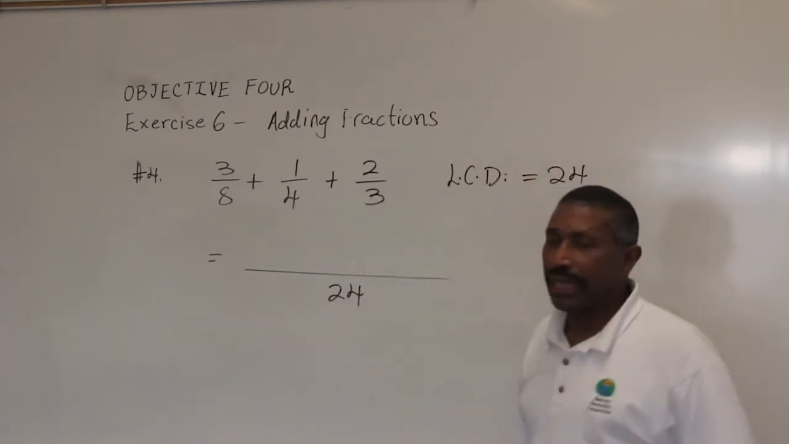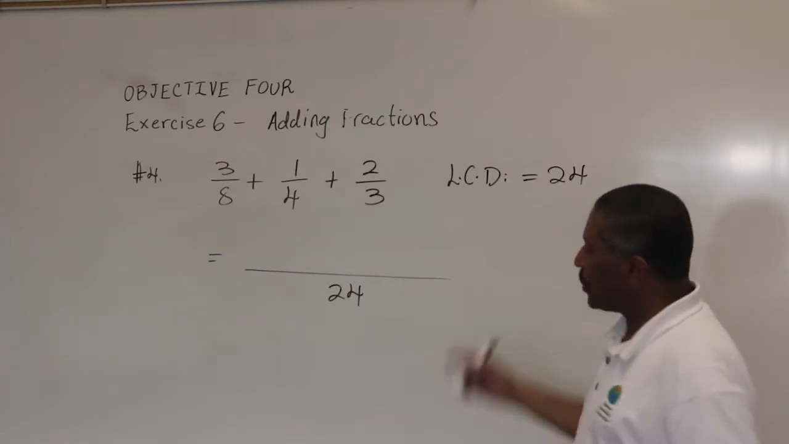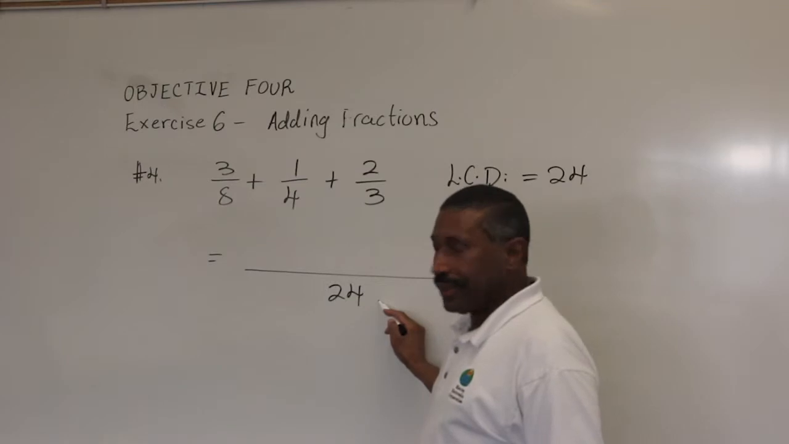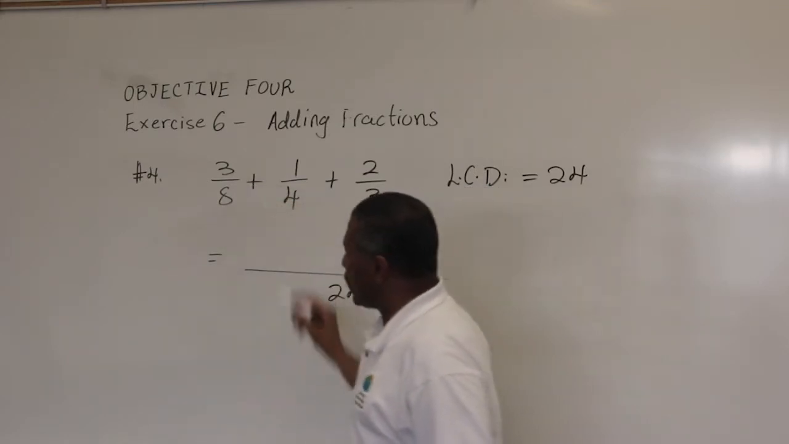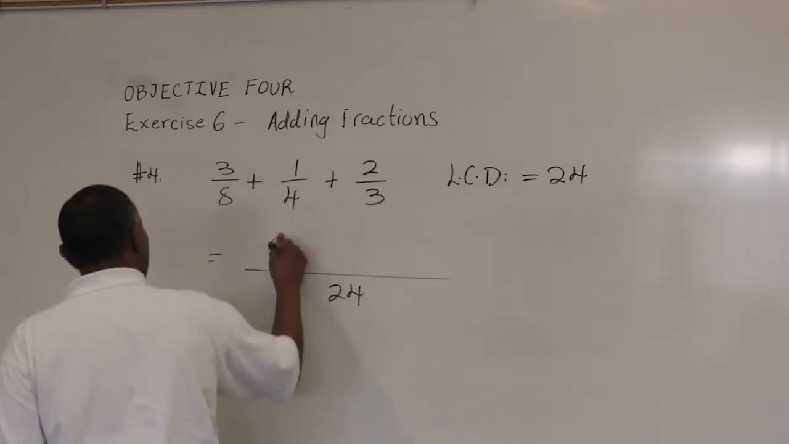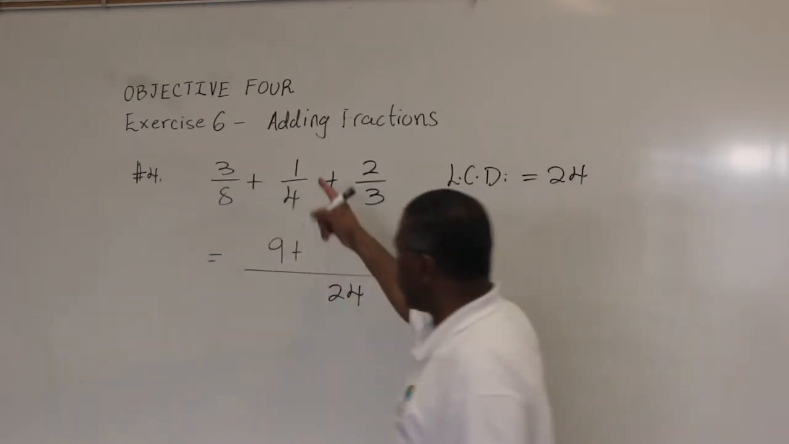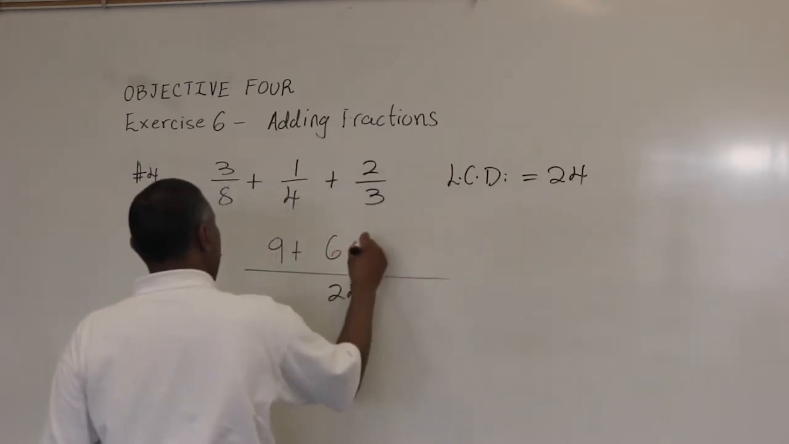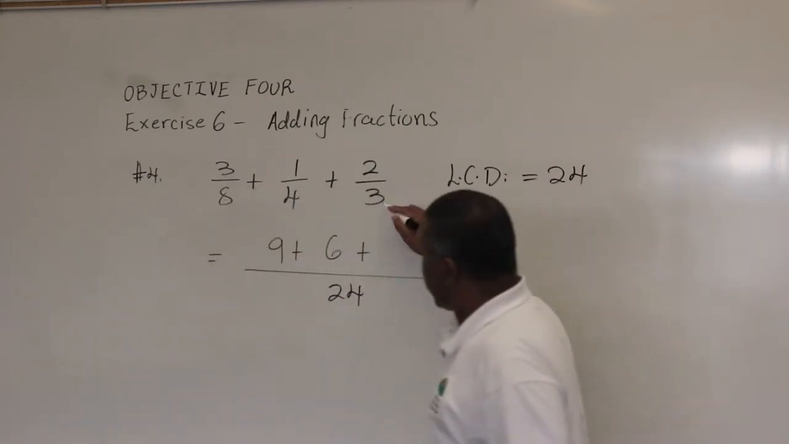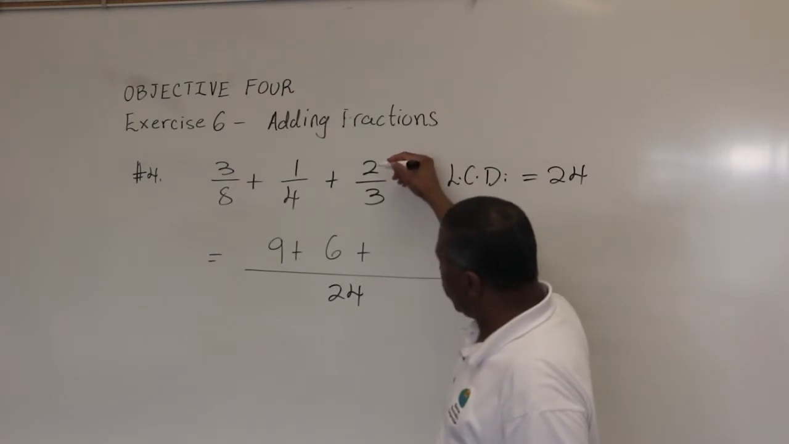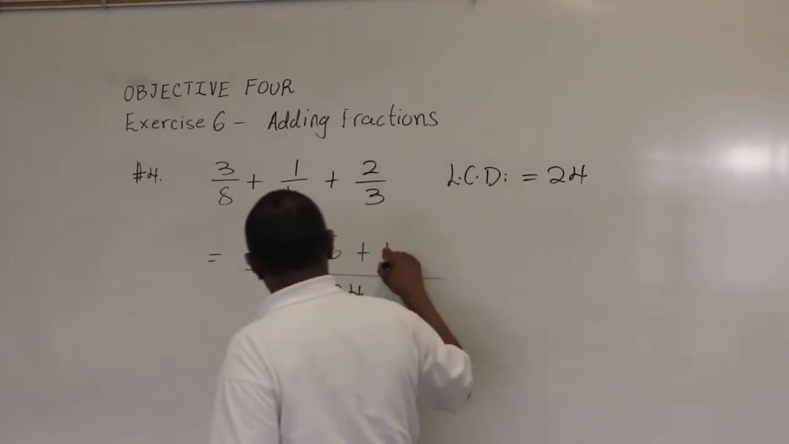And now we'll use the LCD basis to solve. So 8 goes into 24 3 times. 3 times multiplies the top. 3 times 3 is 9. 4 goes into 24 6 times. 6 times 1 is 6. And then last but not least, 3 goes into 24 8 times. 8 times the top, 8 twos are 16.